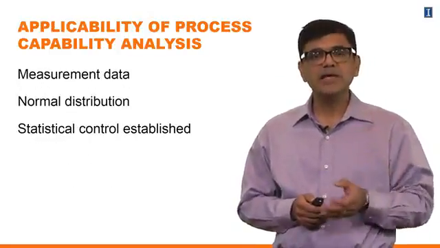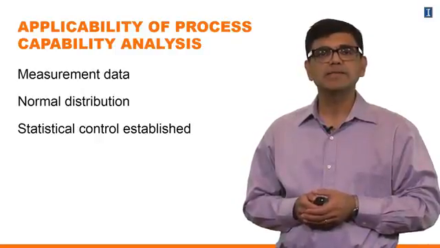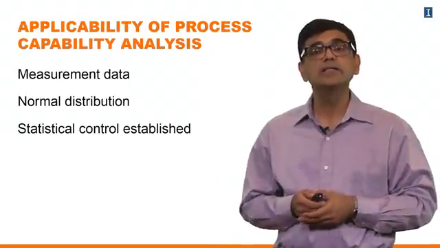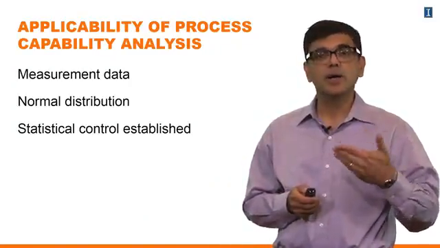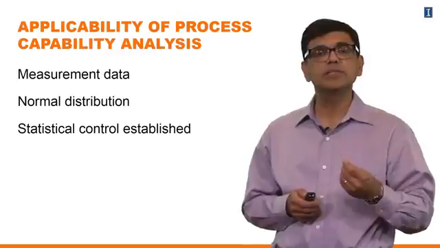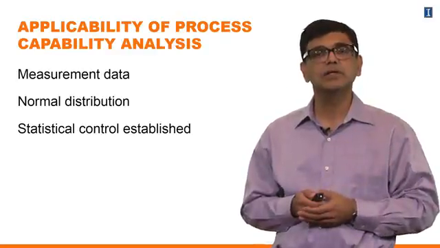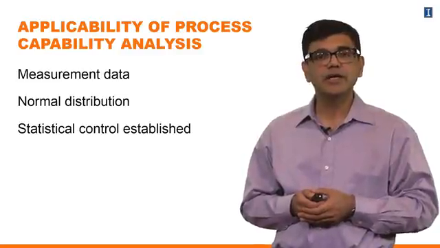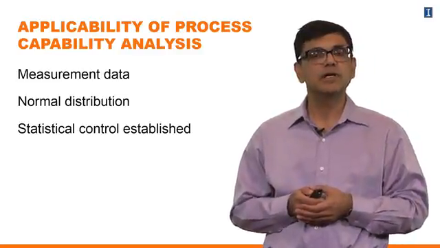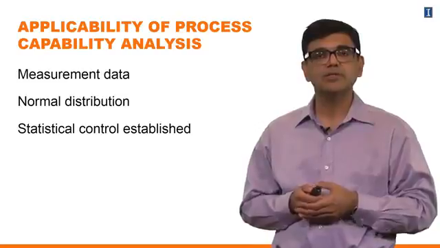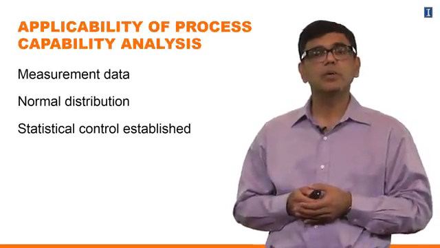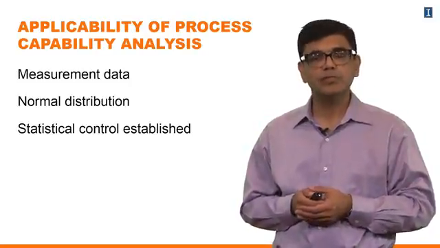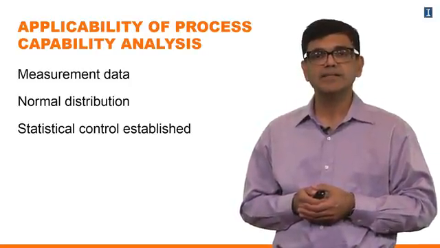Process capability analysis can be used, first of all, only for measurement data. So we're using this for continuous data, where you're talking about time to serve the customer, or the weight of a particular item, those kinds of data. We're assuming a normal distribution of data, as we do with a lot of things in quality management. To keep things simple, we assume a normal distribution for this kind of analysis.